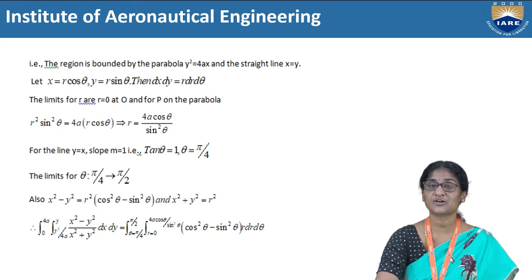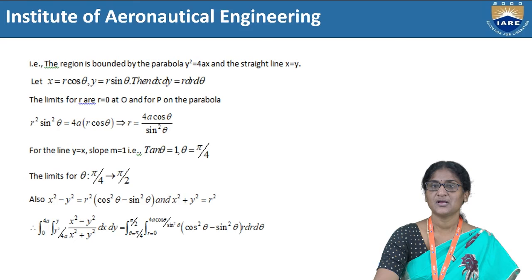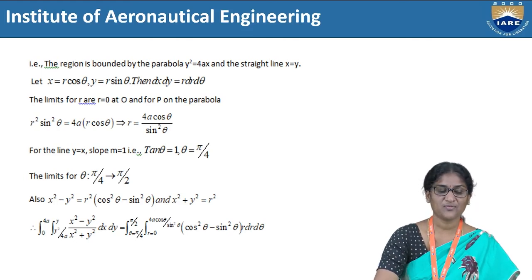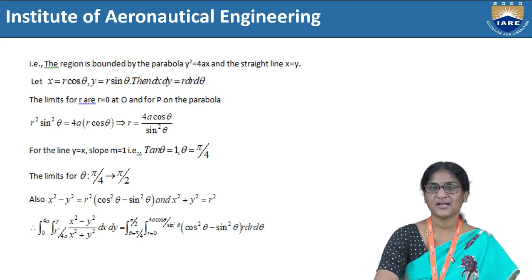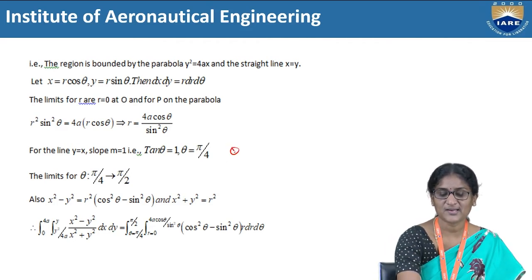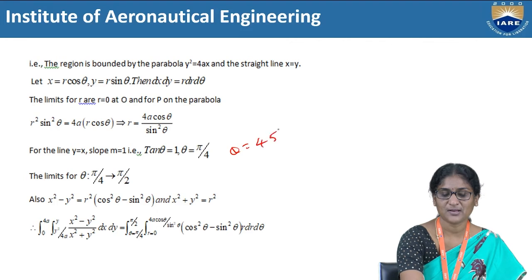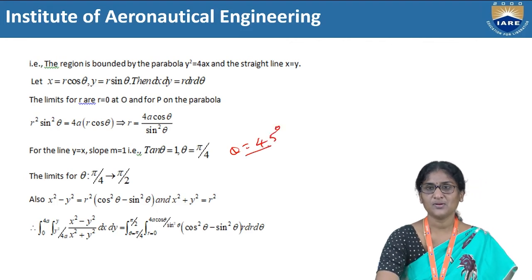How did I get it? According to the rule, one limit should be taken as a variable limit, and another one should be taken as a constant limit. So on the parabola, I am taking the functional value in this manner. Now for the line y is equal to x, the slope m is equal to 1. That is tan theta is equal to 1, so theta will be equal to pi by 4. When theta is equal to 45 degrees, the value of tan theta will be equal to 1.